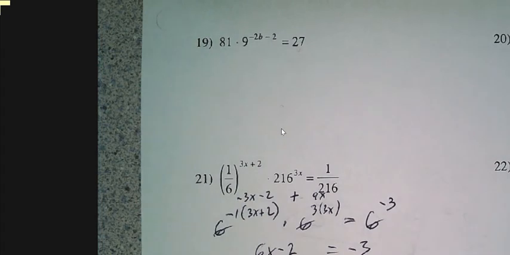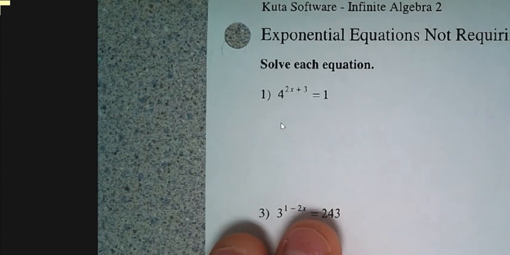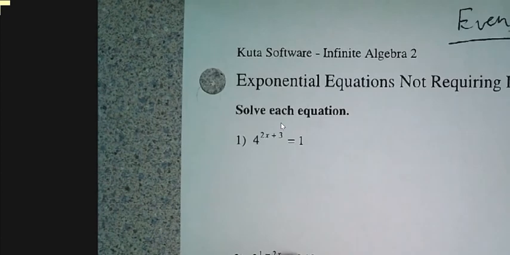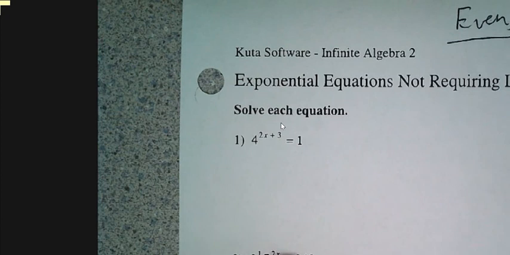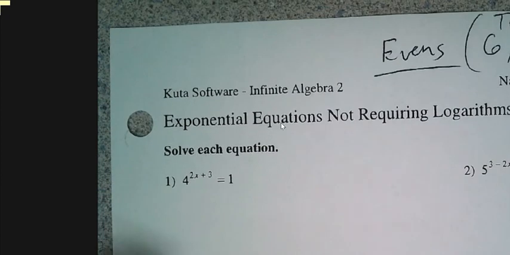All right, so this is what you're going to do for your assignment. You're going to do the evens, and you're going to do 6, 12, and 22 for ticket out the door. You're going to do all of the evens, though. On both sides? On both sides, yes.